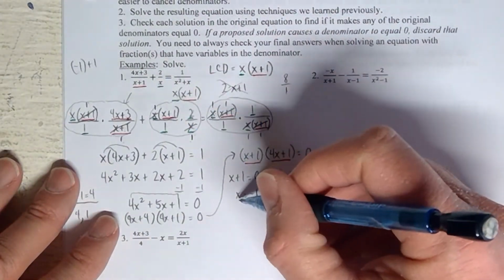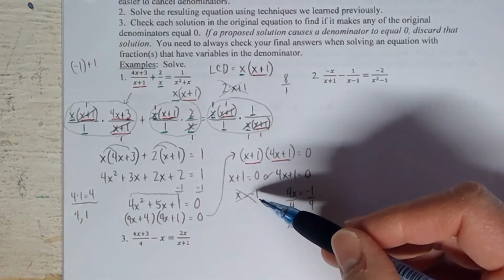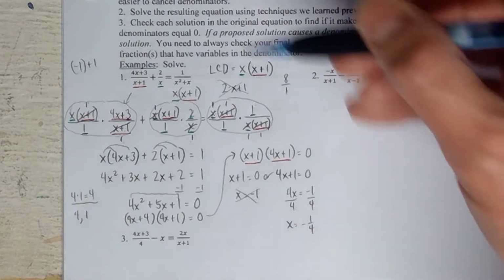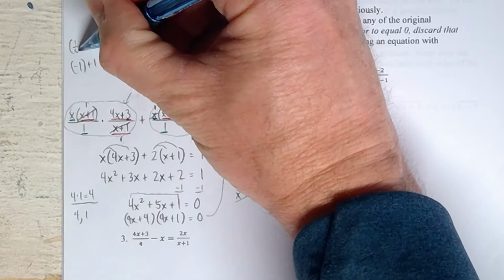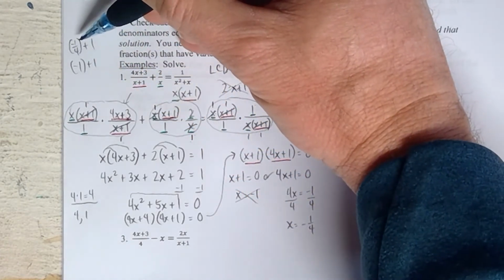You don't even need to check the other denominators, because if it makes any of the denominators equal to 0, I need you to cross that out. Cross that out. But let's check this one now. Negative 1/4 plus 1. Does that make the denominator equal to 0? Now, I don't care what it's equal to. You don't even need to figure it out.